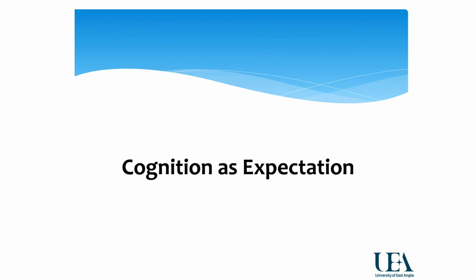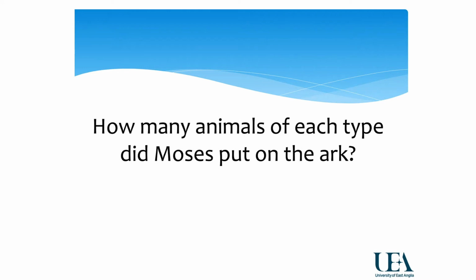So I'll give you an example from language. Answer this question: how many animals of each type did Moses put in the ark? Well, you probably, as most people do, might be thinking 2, that's easy. But in actual fact, Moses had nothing to do with the ark, it was Noah. So this Moses illusion example illustrates that information from long-term memory, what we expect to be the case, impacts how we actually understand what we see. And that's true with vision, but it's also true with language, as this example illustrates.